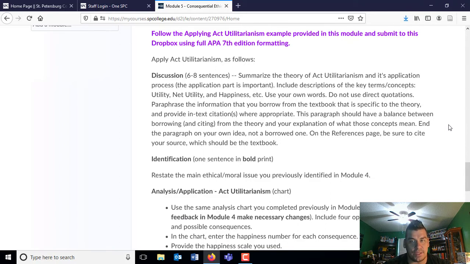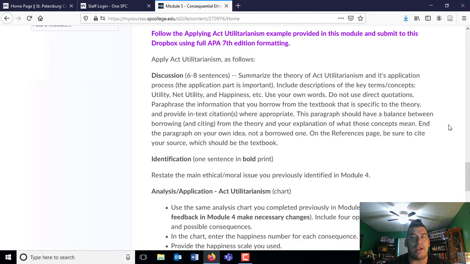So when you say something specific about the theory, you put a citation for that, and you make sure you provide that explanation in your own words, like a paraphrase. Then you cite it. When you're speaking about what that means, that's your own ideas. You don't have to cite those. There should be a healthy balance of the two.